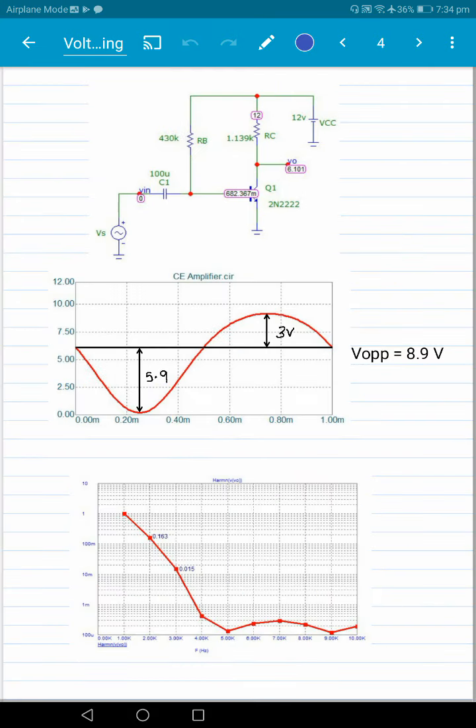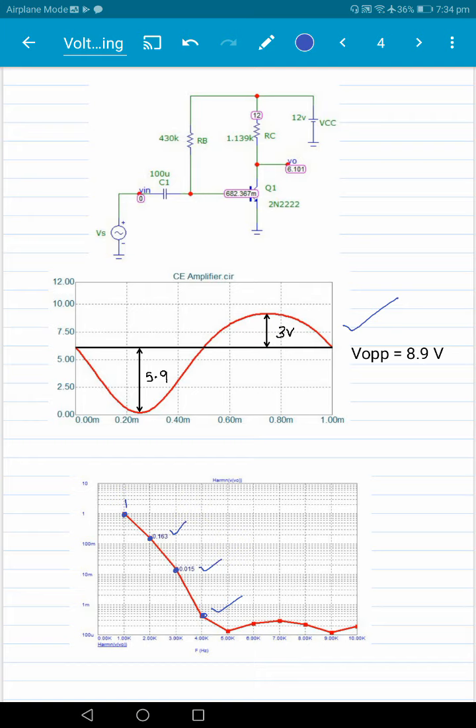And if we analyze it further, we can take an output like this and do a harmonic analysis. Along with the fundamental component, we get a second harmonic, a third harmonic, a fourth harmonic, and these are the amplitudes. The first harmonic amplitude is taken as 1, the second harmonic is 0.163, the third harmonic is 0.015, and so on and so forth. So we get a number of other harmonics because the output is distorted.